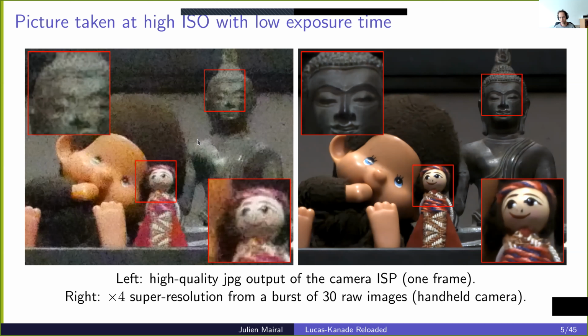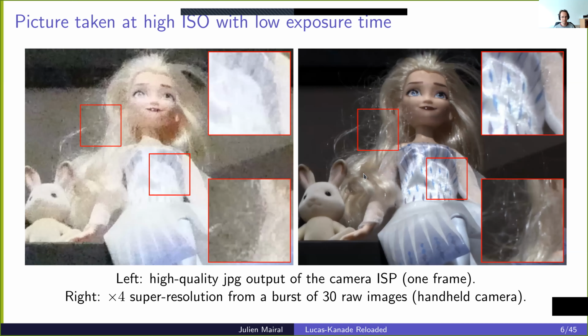And if instead you take a burst of 30 images, where the data is acquired by hand, meaning that there is a small motion which is unknown, and you process this burst, you recover the result on the right, where the quality is obviously much better.